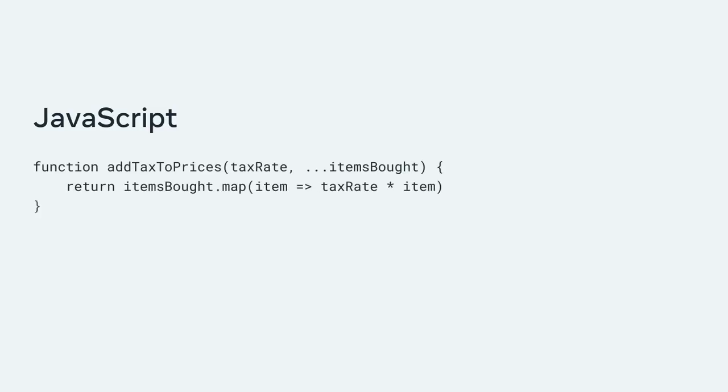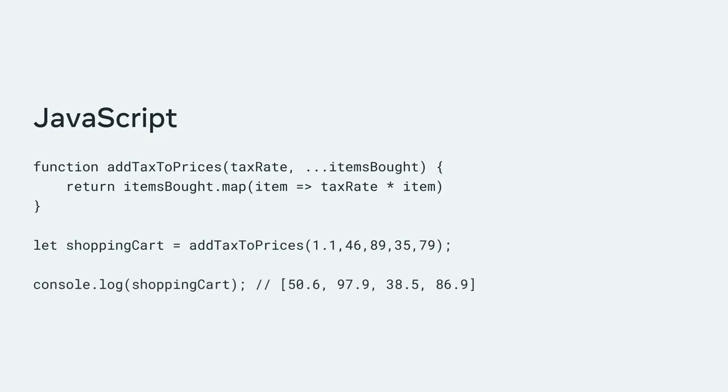The rest operator is also useful in functions too. In fact, I can use a rest parameter to quickly multiply values. I create a function to add the tax rate to prices. I name it add tax to prices and give it 2 parameters, the tax rate and the rest operator with the items bought. The function returns each item with the tax rate.